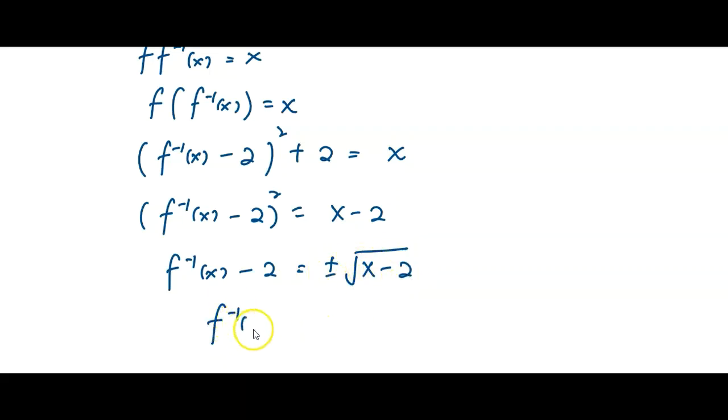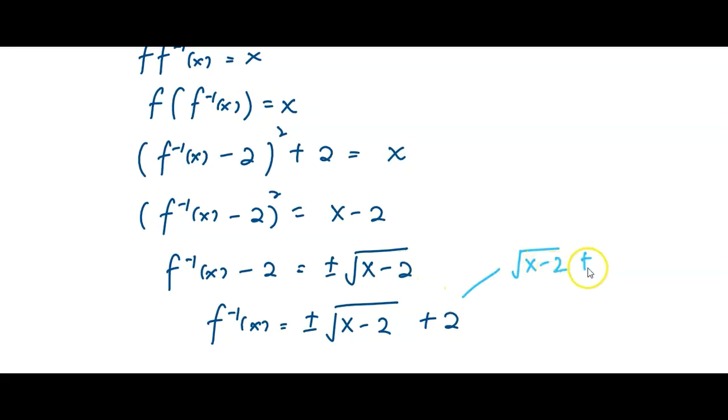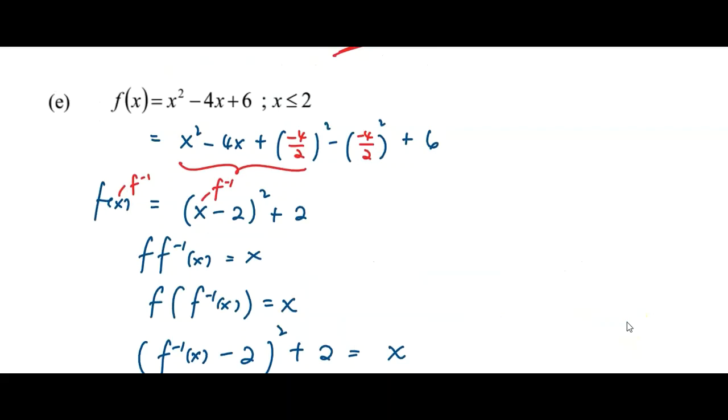So my f inverse will be equal to either positive or negative square root of x minus 2, plus 2. So again, I have two choices. The first one is the positive square root of x minus 2 plus 2, and the second choice is the negative square root of x minus 2 plus 2. Again, to determine which function should be taken, we're going to check the domain which is given.